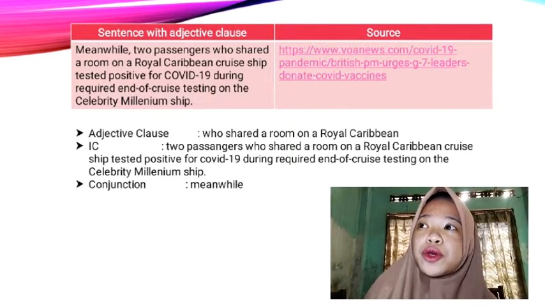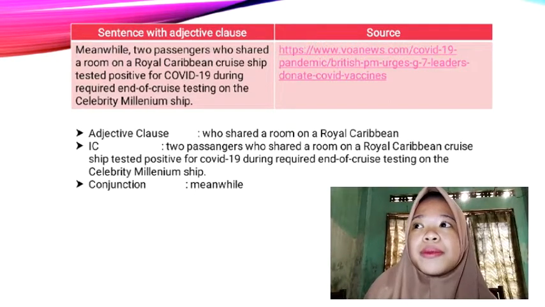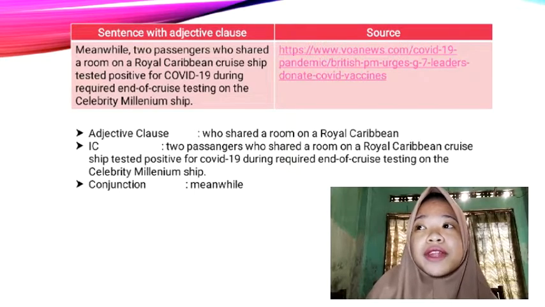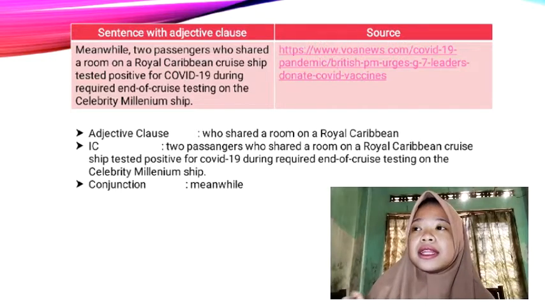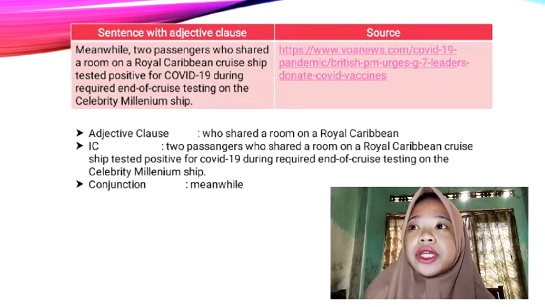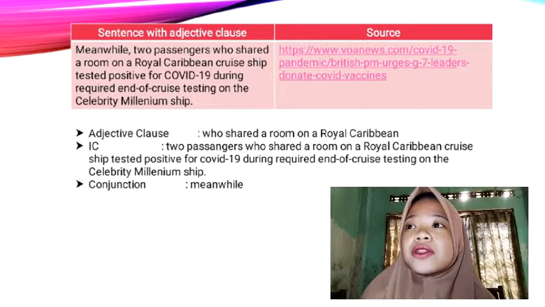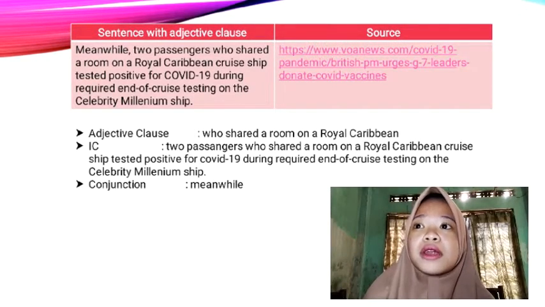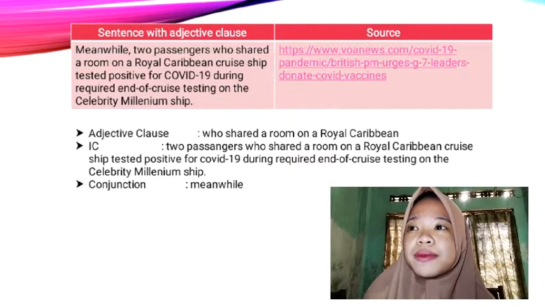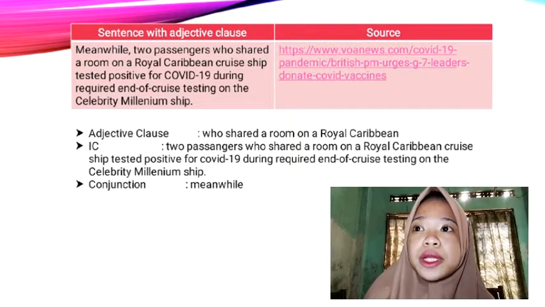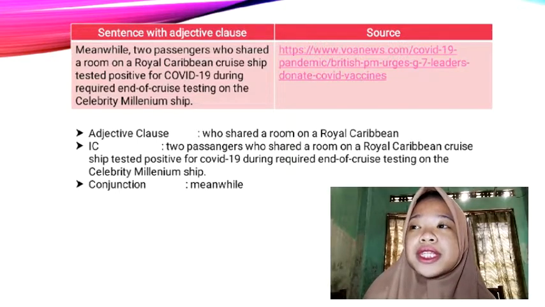Meanwhile, two passengers who share a room on a Royal Caribbean cruise ship test positive for COVID-19 during required end of cruise testing on the Celebrity Millennium ships. And the adjective clause is who share a room on a Royal Caribbean cruise ship. And the independent clause is two passengers test positive for COVID-19 during required end of cruise testing on the Celebrity Millennium ships. And the conjunction is meanwhile.